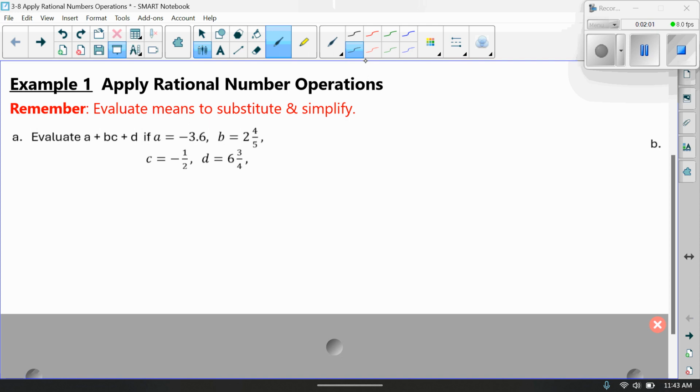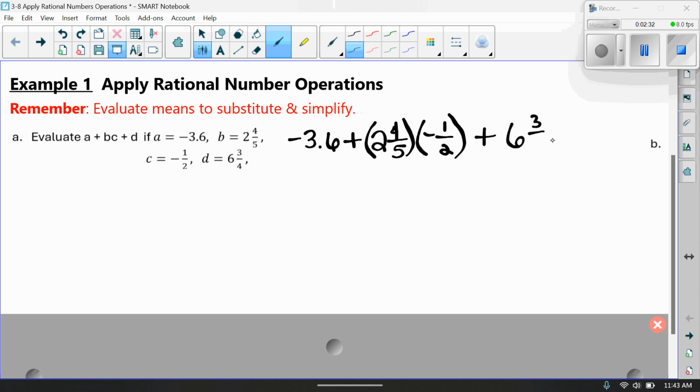So A is equal to negative 3.6. So we've got a negative 3.6 plus B, which is 2 4/5, times C, which is a negative 1/2, and D, so we're going to put plus D, which is a 6 3/4.